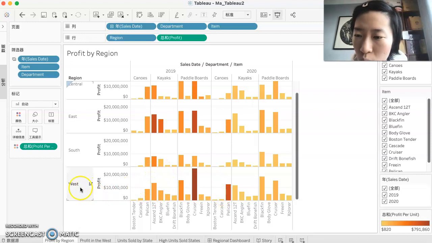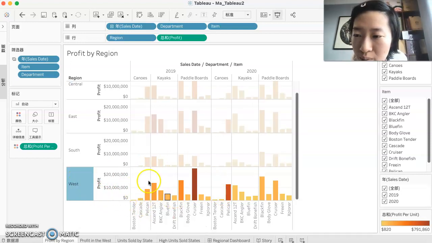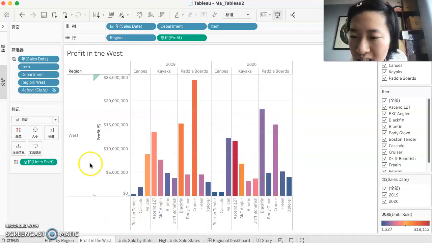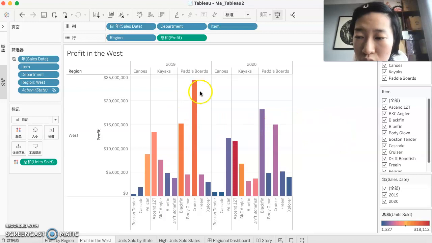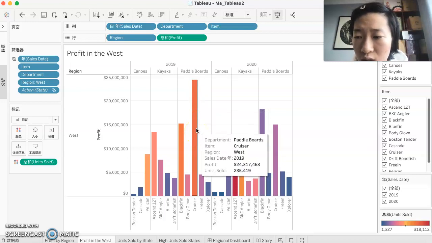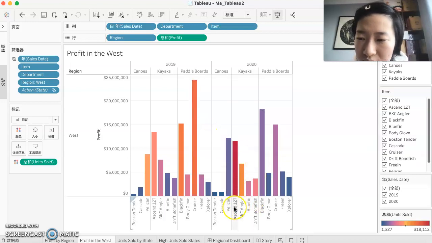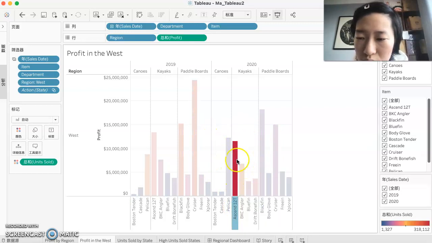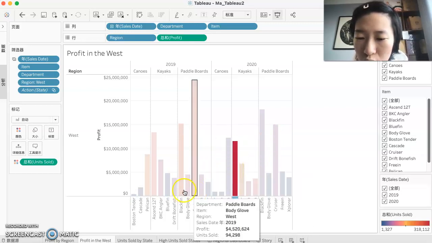So I take the west part out from the first sheet, and now we can analyze it separately. The columns and the rows of two sheets is the same, but the difference is this time, the warmer color of the bar, the higher total units sold. It is obvious that the cruiser still has the highest profit, but the units sold of it is not the highest. The ISM3011 has the highest sum of units sold, but the profit of it is much lower than cruiser.